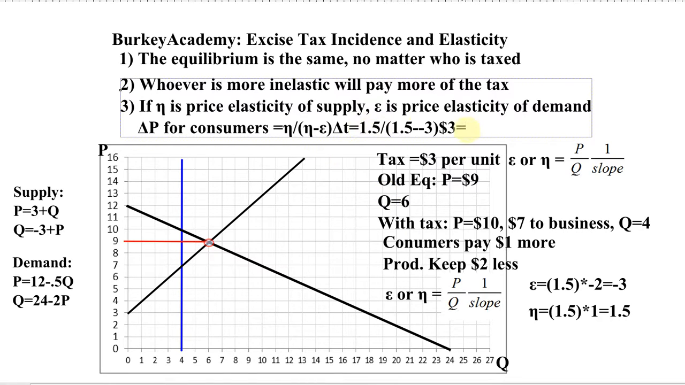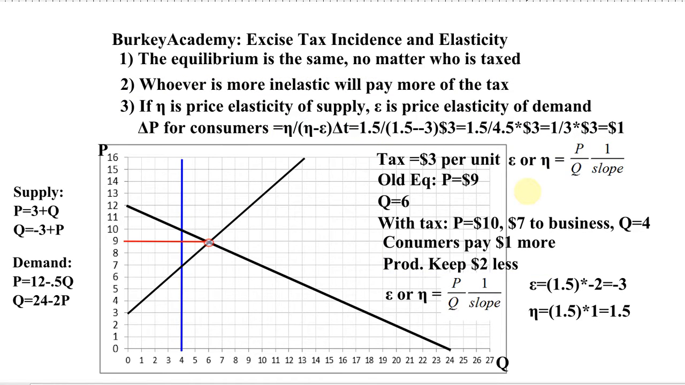So let's simplify this. We have 1.5 divided by 4.5, because 1.5 minus minus 3 is 1.5 plus 3. So we have 4.5 times $3. And 1.5 over 4.5 is just 1/3 times $3 equals $1. So this equation gives us the same result that we got, and the reason why I went through it kind of backwards is to convince you that this formula really does work.